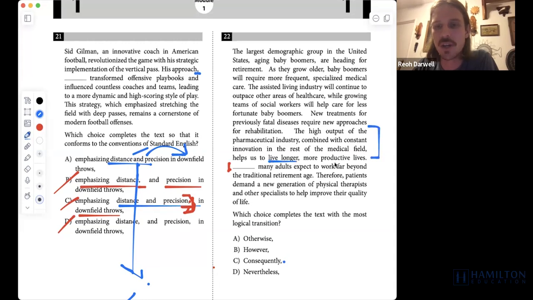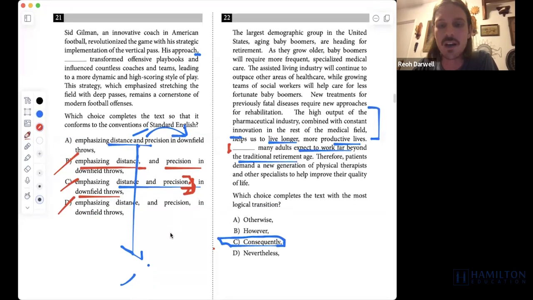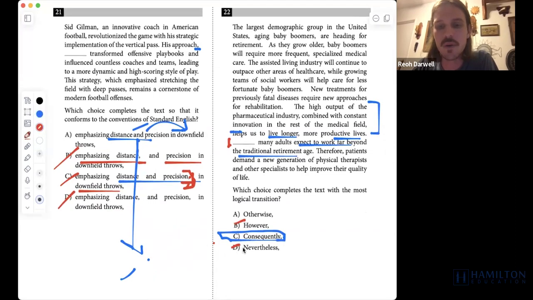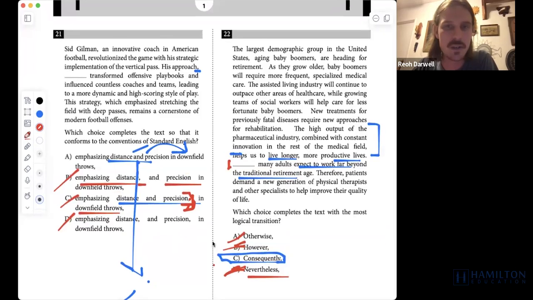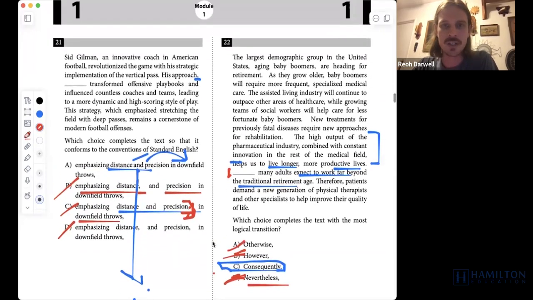We have longer, more productive lives due to all of this innovation. Therefore, or as such, as a consequence of, the effect is that we expect to work far beyond traditional retirement age. So what shows that? Consequently. Consequently is our only answer choice of that cause and effect. However, nonetheless, are both kind of pivoting words, though nevertheless is a little bit more of a concession, and otherwise doesn't fit cause and effect either. So that is how we can arrive at consequently, thinking in terms of our categories of transitions.